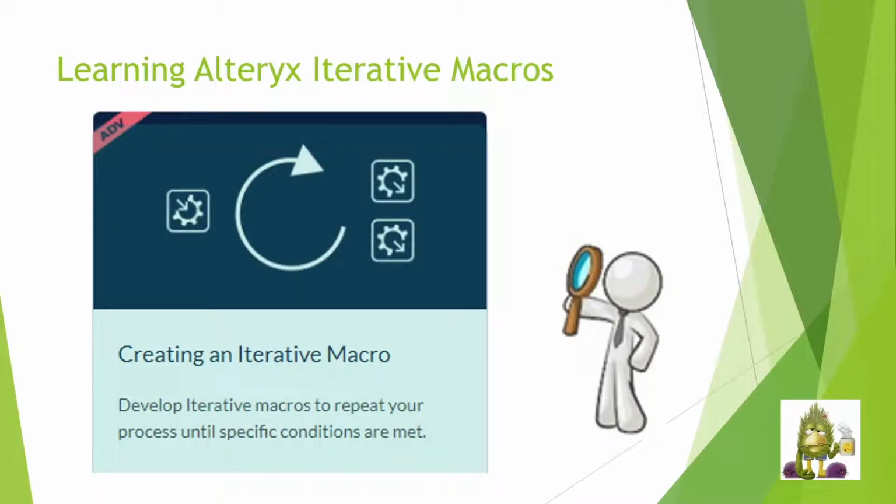Alteryx has a vehicle that you can utilize to do recursive or hierarchical queries, and they call it an iterative macro. And again, iterative is just a different word for recursive, because what iterative means is that it continues to query going forward with the existing data until it runs out of data to query and returns you everything that it found along the way.